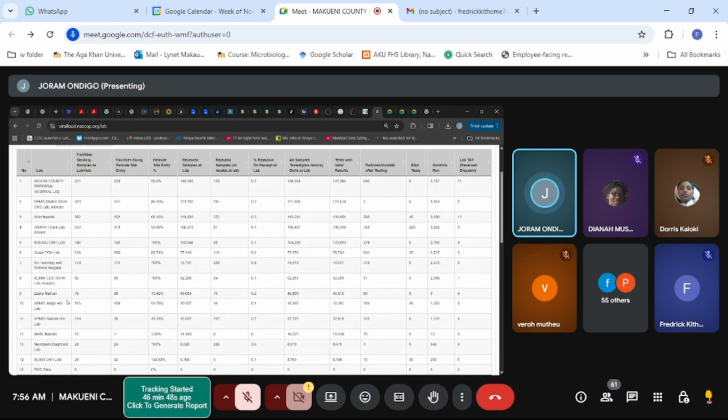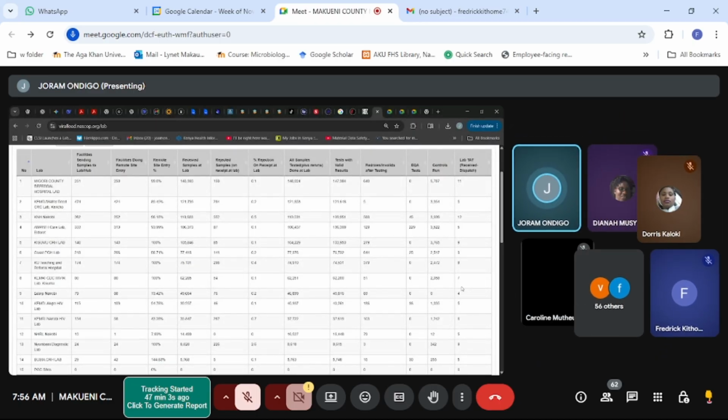EDAP was somewhere here, the 79. Yeah, number 9. As you can see, it takes them around 4 days. They are commodities, so it takes them around 4 days for them to process, as you are seeing in the TAT there. With 4 days for them to process and release.